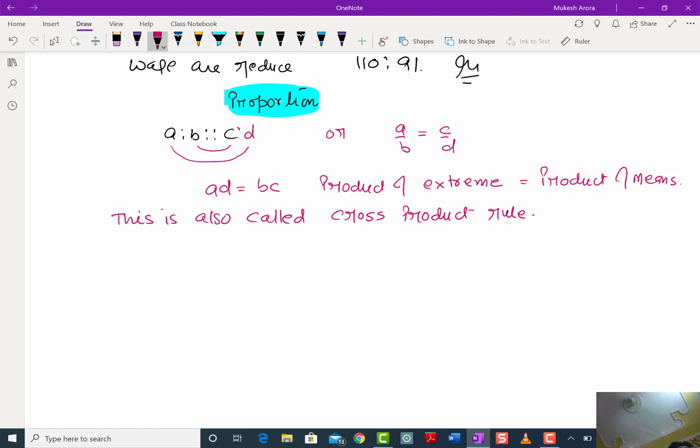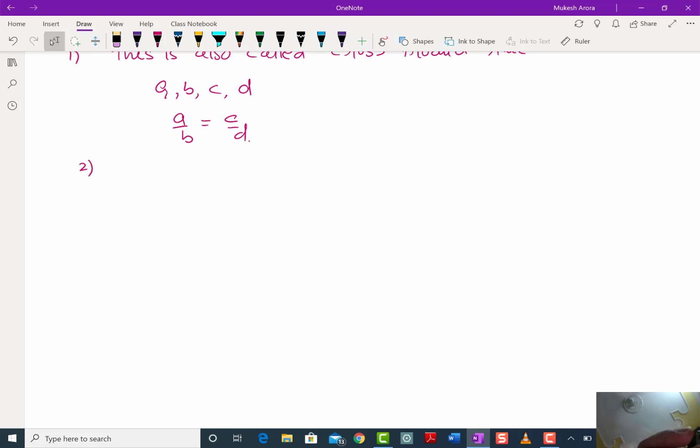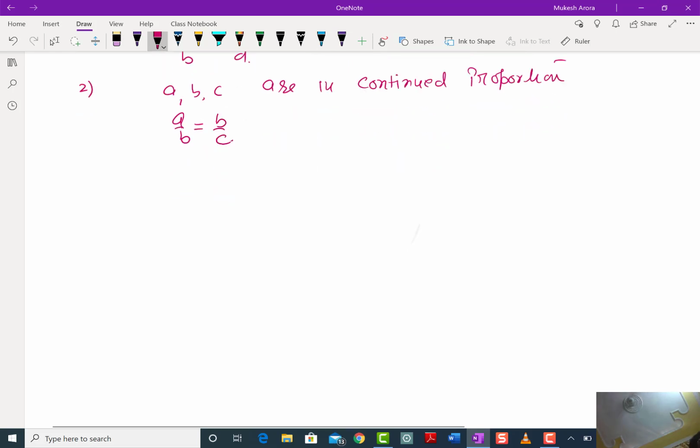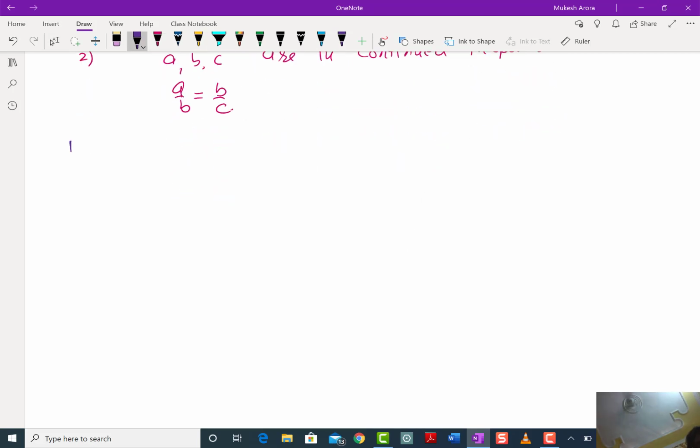So in this, we have four numbers. If we have four numbers and they are in proportion, we write A by B is equal to C by D. And if we have three numbers in continued proportion, A, B, C are in continued proportion, then we write A by B is equal to B by C. So let's do a few sums, or examples.